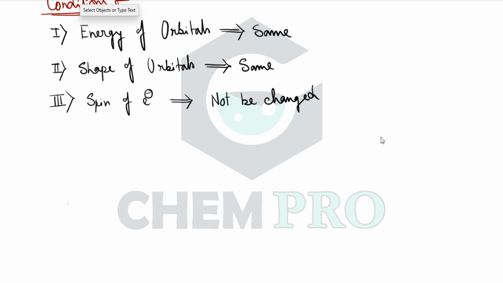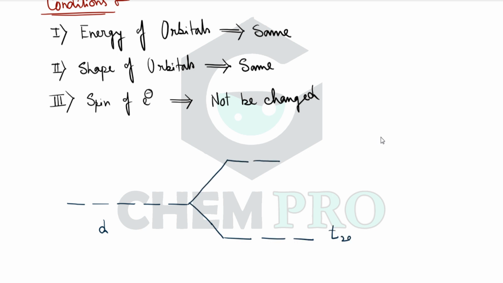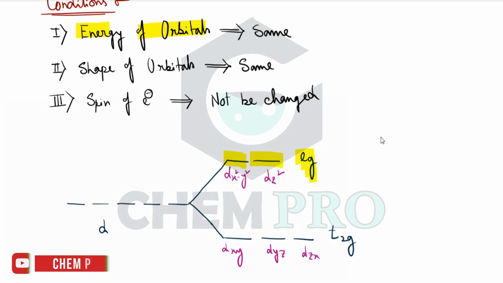Now here we have d orbitals, and they will split like this. This is T2g and this is Eg, where Eg has dx square minus y square and dz square, and T2g has dxy, dyz, and dzx or xz. So here the two Eg orbitals are at the same energy, like the first condition of spin orbit coupling, and the three T2g orbitals are at the same energy, but we have to look for the shape of the orbital.